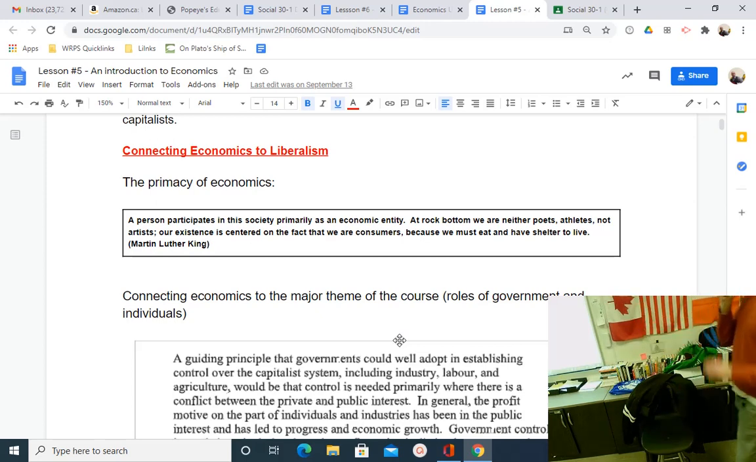So here we have Martin Luther King, and he's saying, you know what? Poetry is nice, athletics is nice, the most important thing we must consider is we're part of an economic organization. So we're part of a multi-trillion-dollar global economic organization, and money is being transferred from some people to others. Just something to keep an eye on.